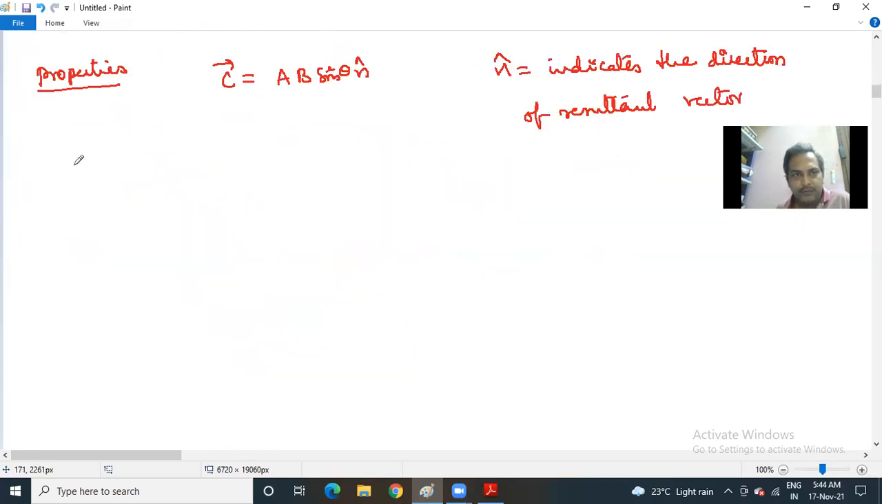Now, after this, suppose two vectors A and B are parallel. First, let us proceed with the vector product of two vectors.